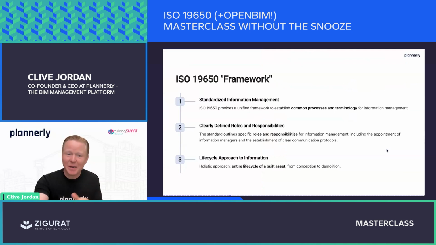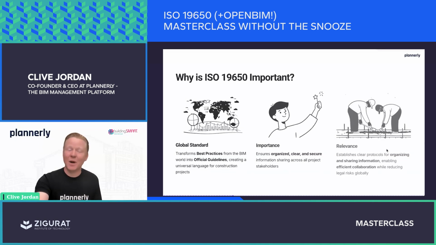The framework is about standardization and having common terminology. It's about defining roles and responsibilities so that teams can understand who should do what and at what point in time they should do that. And it's about the whole entire life cycle of every single built asset, whether that is a building or a railway or anything in our world that you're physically designing, constructing, operating, maintaining. It is a framework for that. Why is it important?